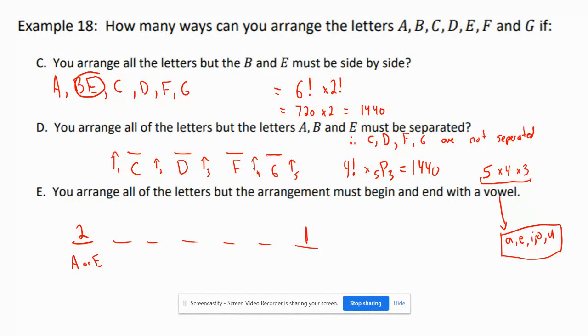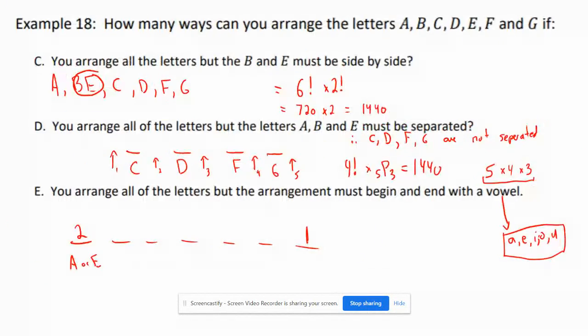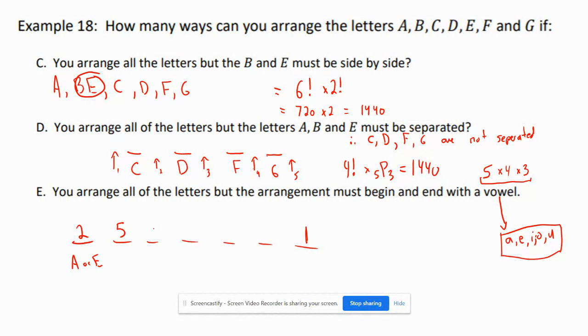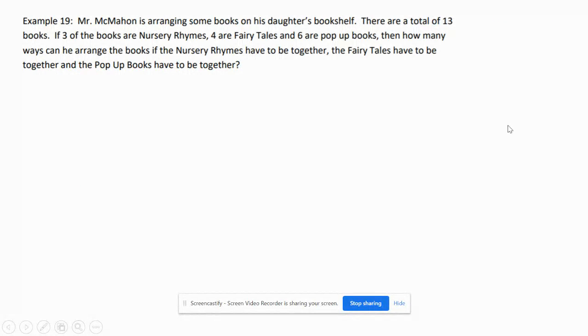So far, so good. We start with a 2, we end with a 1. Now we've placed 2 out of our 7 letters, so there are 5 letters left. That means we have 5, then 4, then 3, then 2, then 1, and we multiply these together. This ends up being the same thing as 2 times 5 factorial, which is 240. Okay, so that's the answer to 18E.